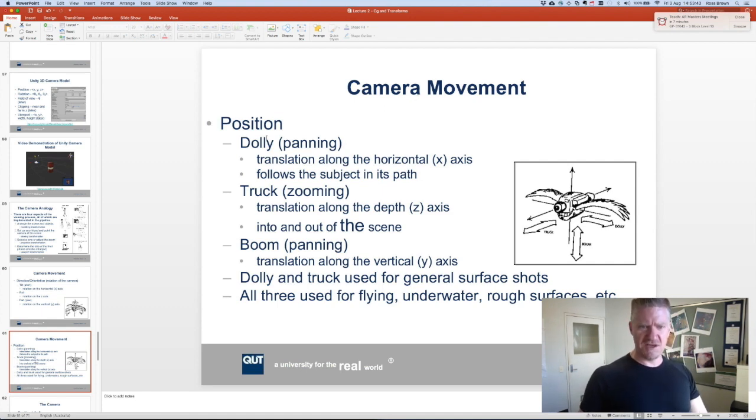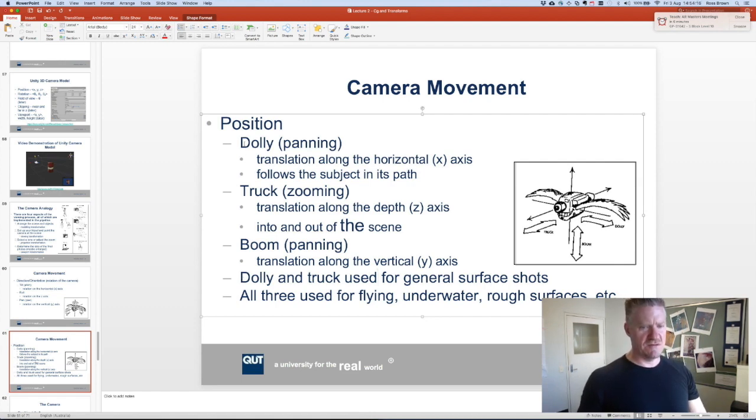And the other ones dealing with position, dollying, which I find amusing, forward and back. Dolly is left to right. What am I saying? X-axis, left to right. Truck, zooming, boom, panning, up or down. So the idea is, of course, you've played with this as well, and these camera motions can be used to simulate the various things you want in the game.